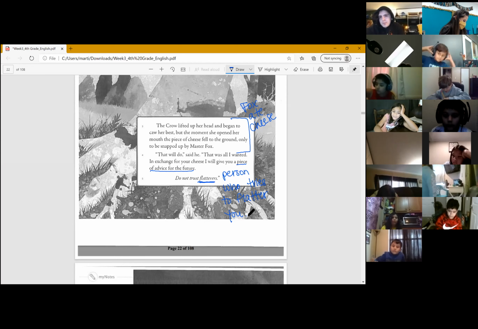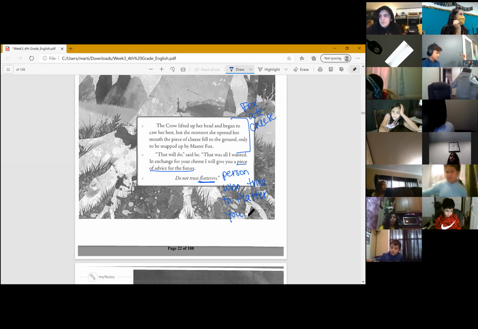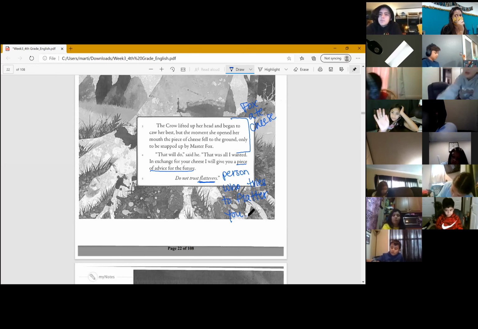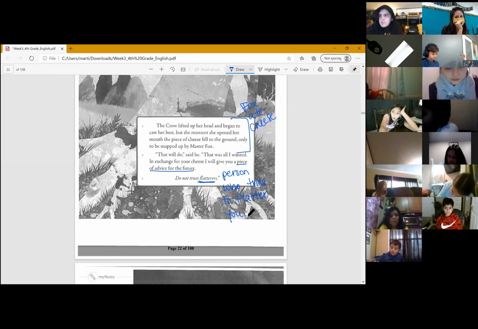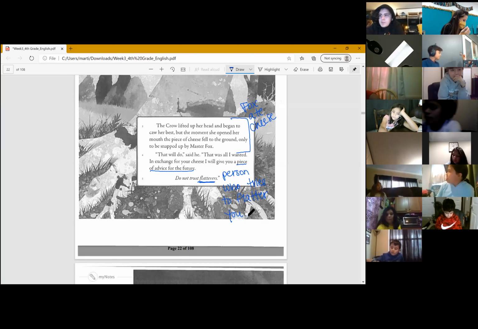Write those connections down. So we know from our anchor chart that a trickster tale always has a lesson or a moral, right? So what do you think the lesson is here? What is the lesson the author wants us to learn? Often our moral or lesson is stated at the end of our passage. Don't trust flatterers. Don't trust people who are trying to give you compliments all the time, right?